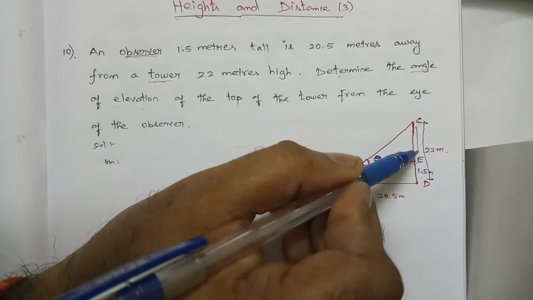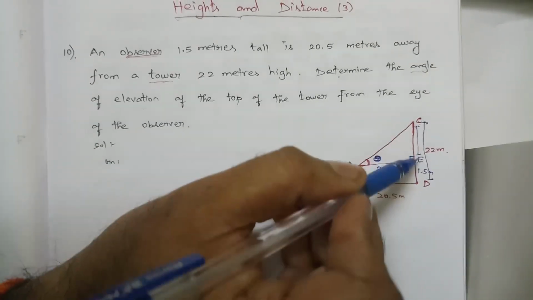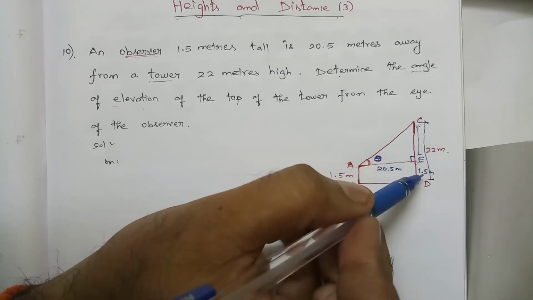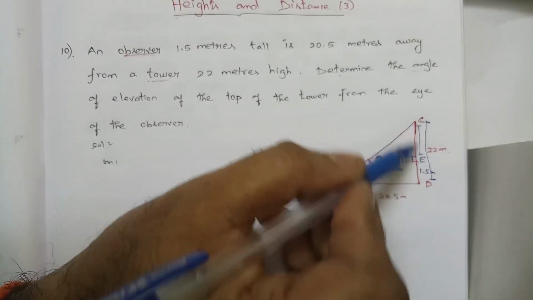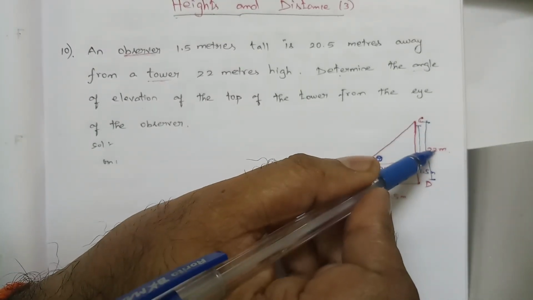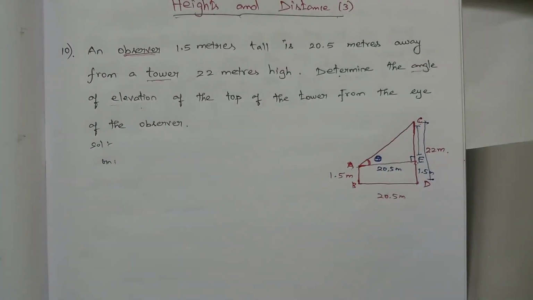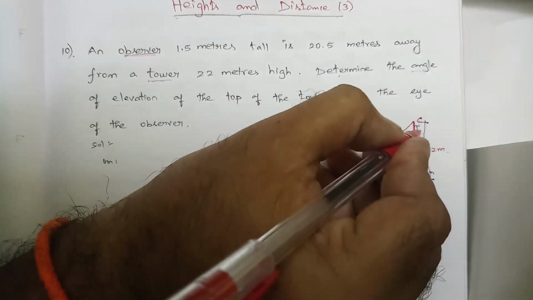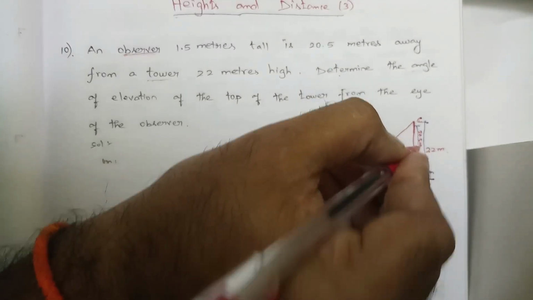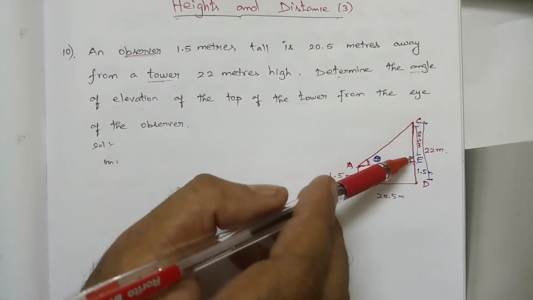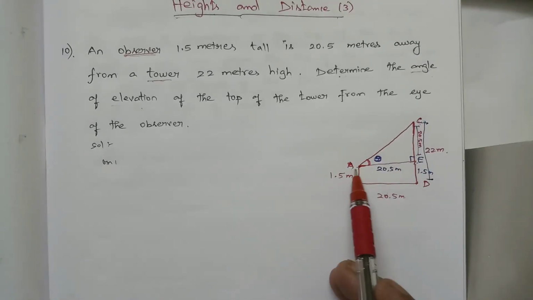Then we can find the remaining part, that is CE. How can we find it? Subtracting this 1.5 from the 22, we will get CE. 22 minus 1.5 is equal to how much? 20.5 meter. So therefore CE is equal to 20.5, and AE is also 20.5.